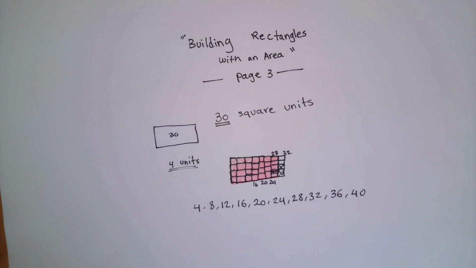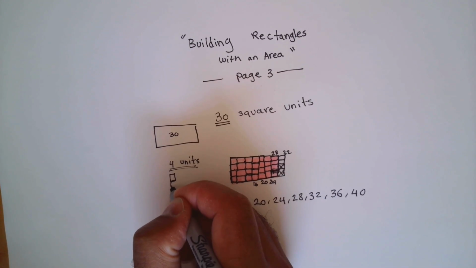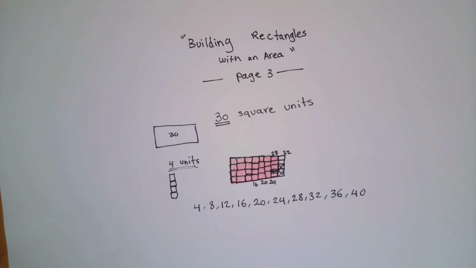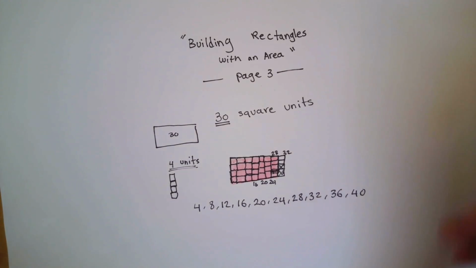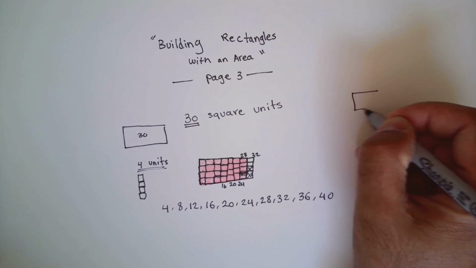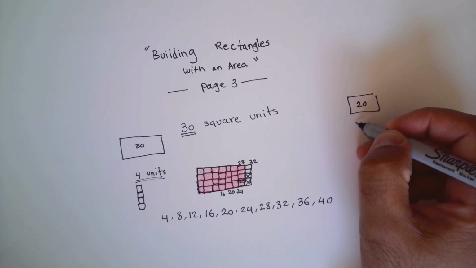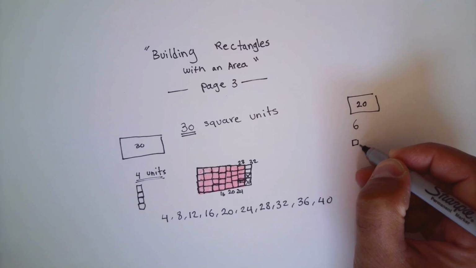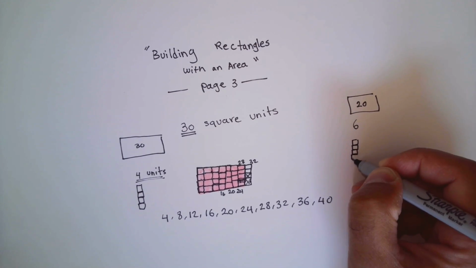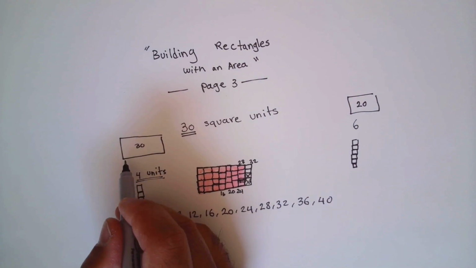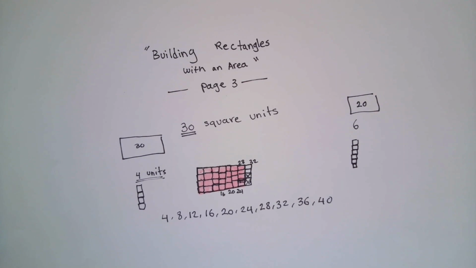So now it is your turn. You can draw a model like I just did. Just draw 4 squares and keep counting by 4 and see if you can make 20. And then the other question is, he wants to make a rectangle with an area of 20 square units, but he's using the number 6. He's using 6 squares this time. So are you able to make a rectangle with 6 squares? I look forward to see what you guys come up with, okay?